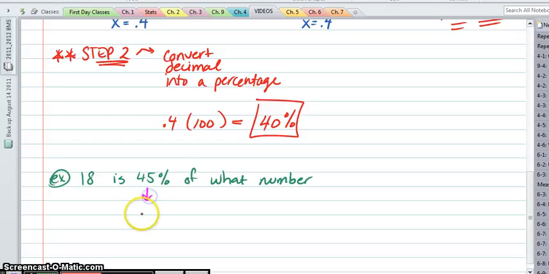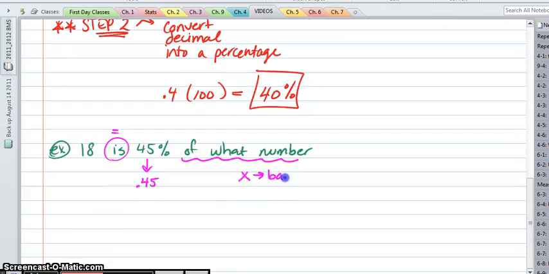So again, we're given a percent, so I'm going to change that into my decimal, 0.45. Of what number? That's x. 18. 18 is. We can use our keyword of is even to represent the equal sign here. 18 is 45% of what number? So that will be our base. Out of what? We're not sure.